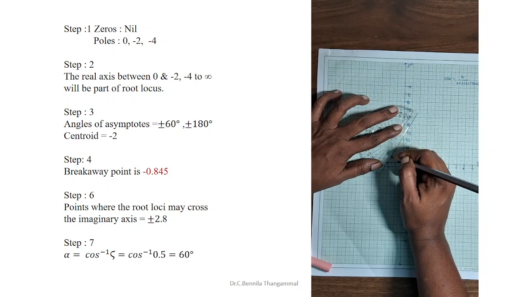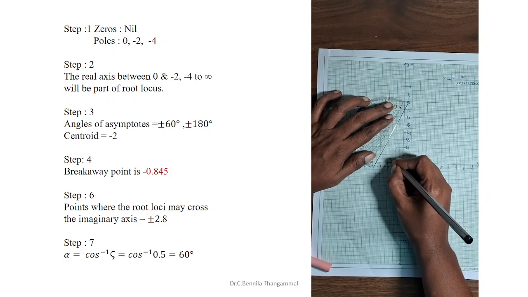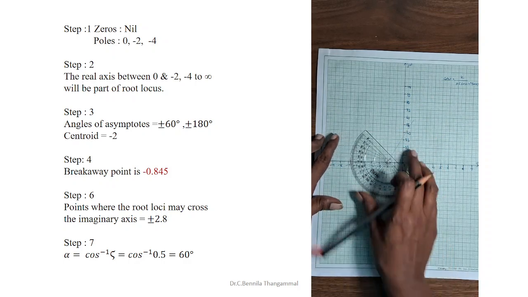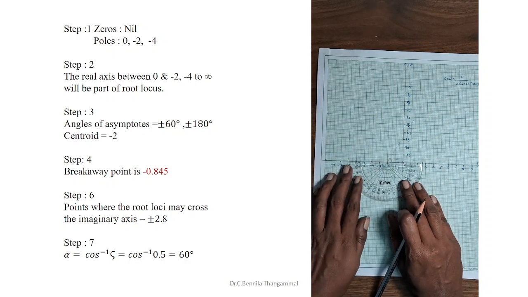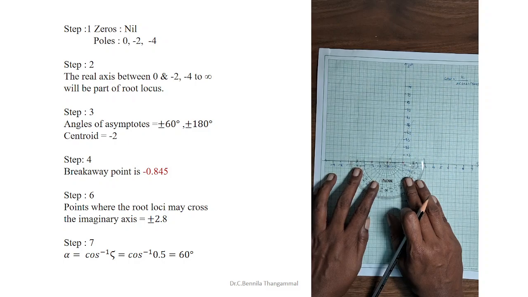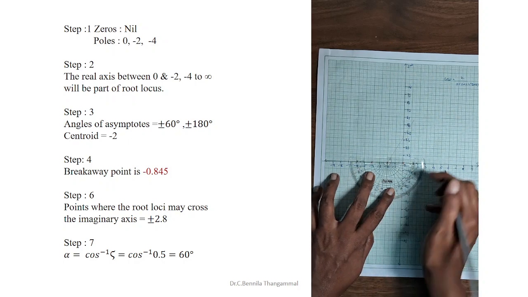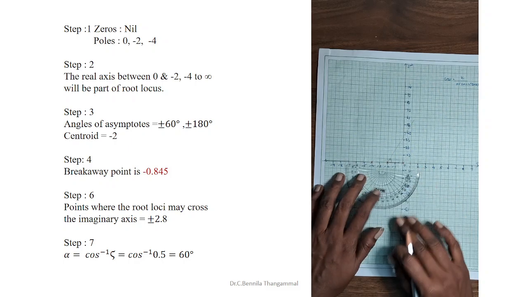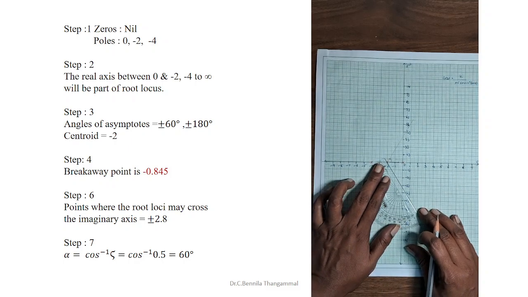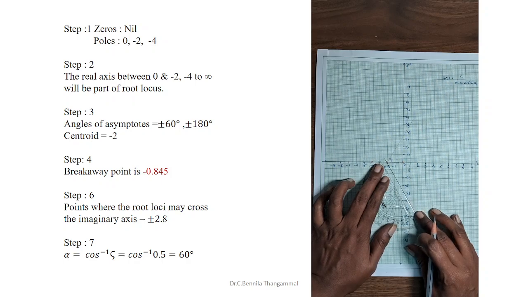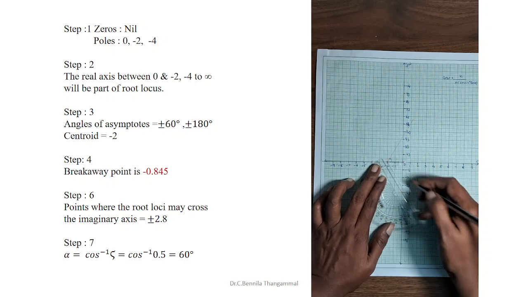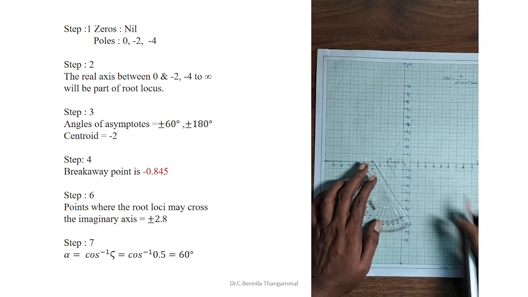Similarly, this is going to be your plus 60. We will draw it for the minus 60 also. Keep your protractor at the centroid minus 2, and draw the angle of asymptotes as 60 here. This is going to be the angle, and draw the dotted line. Connect your centroid with your angle using a dashed line. So this is going to be another 60.